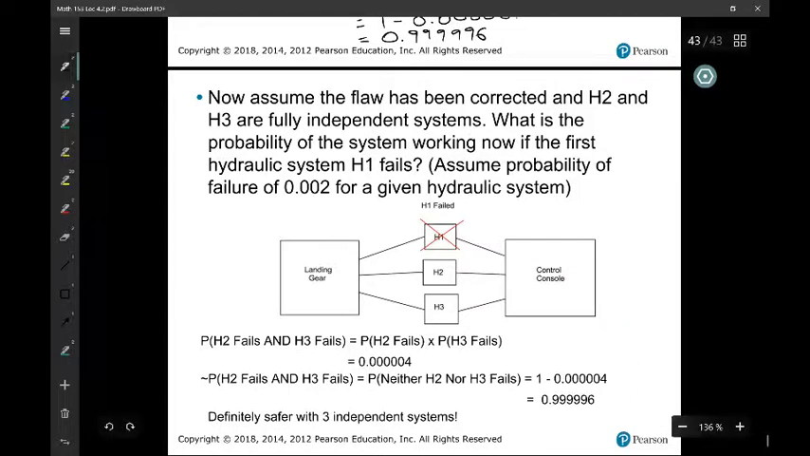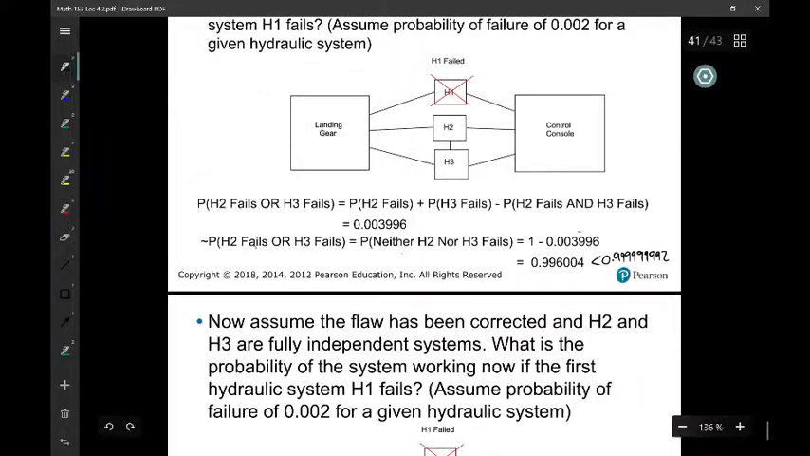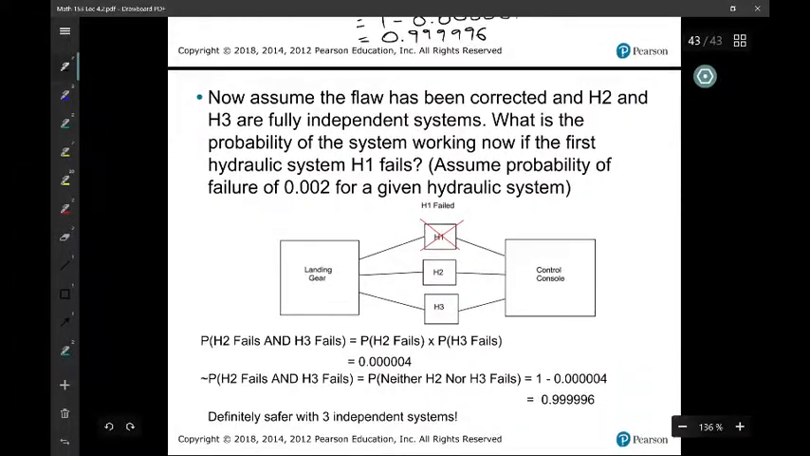So see the improvement. It's definitely safer with 3 independent systems. When these were dependent, so that a failure in one guaranteed a failure in the other, we had a 0.996004. So 0.996004, definitely less than 0.999996. So thankfully the engineers and mechanics caught that and fixed that flaw. Alright, that concludes this lecture.